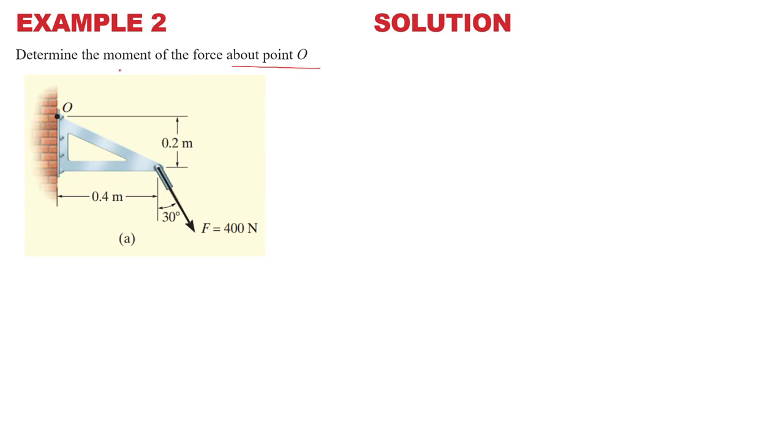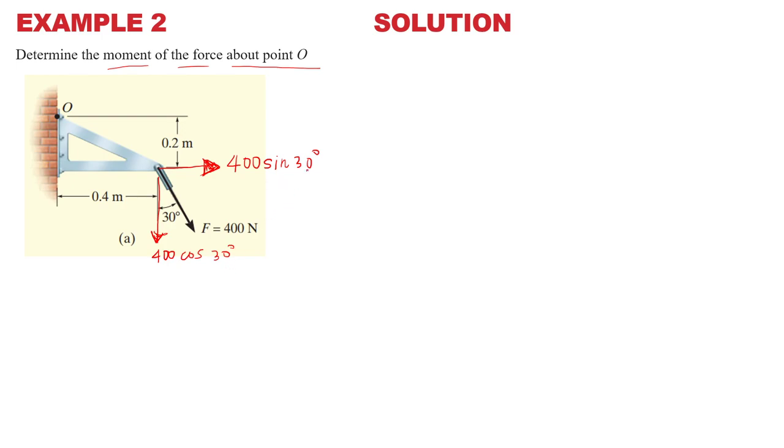Force about, not force, moment of force about O. So now you guys will understand. It's very easy. Resolve into two components, like what we have been doing for so long. So 400 Newton. You guys know the drill. This is 400 cos 30 degrees. Definitely this one is 400 sine 30 degrees. 400 cos 30 degrees. Man, my writing is so bad. Again, 400 cos 30 degrees. That's beautiful.